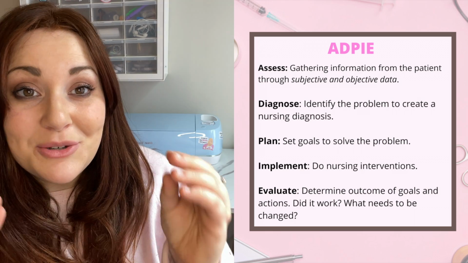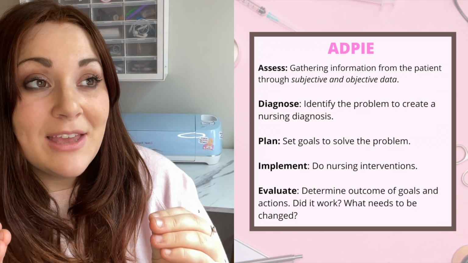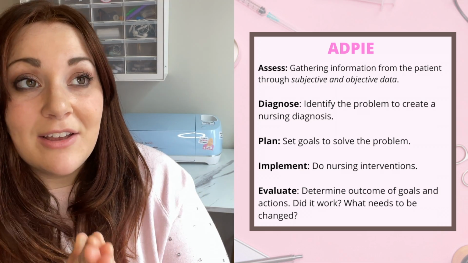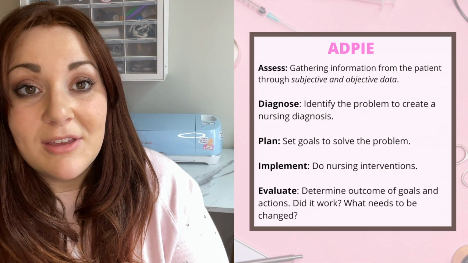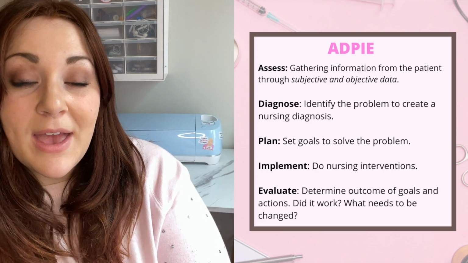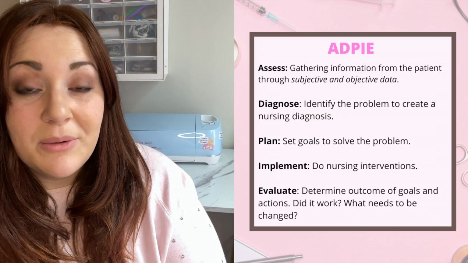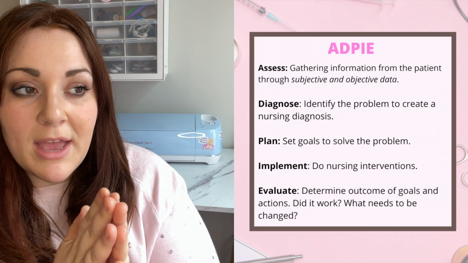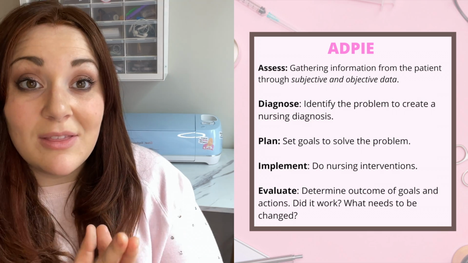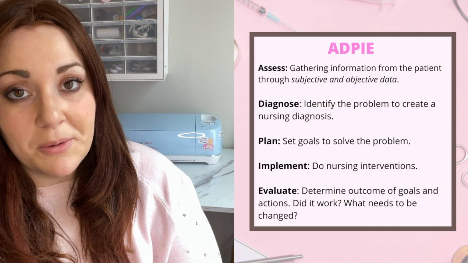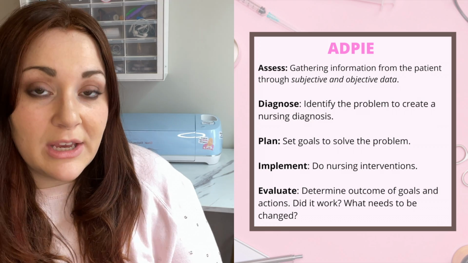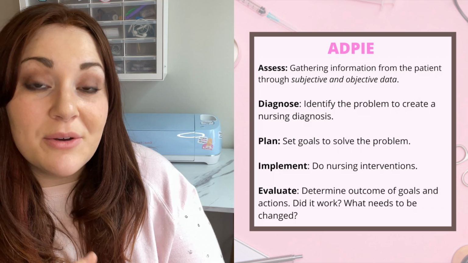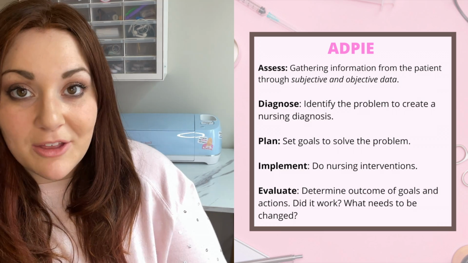And then you're going to do implementing. So implementation, or implementing, is actually doing nursing actions that could solve the problem. So this could include raising the head of the bed, getting the patient some fluids. In the final stage, with evaluation, you're going to see, okay, did my nursing goals and actions actually help the patient's problem? And if not, what can I change? So again, that is the nursing process. You're going to assess, diagnose, plan, implement, and evaluate.